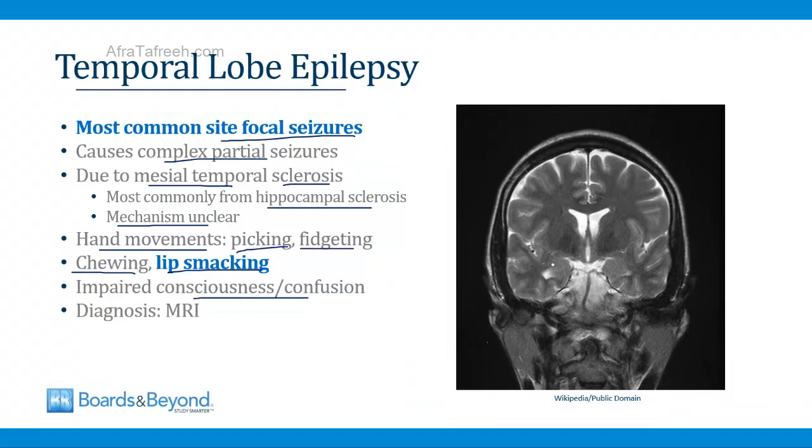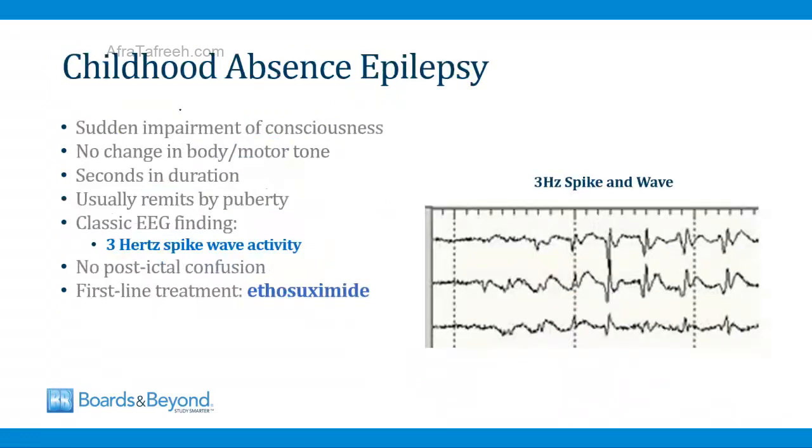If you look at this image on the screen, you can see this white area here. That is in the middle portion of the temporal lobe, and that's the type of finding you usually see in temporal lobe epilepsy. Our next seizure disorder is called childhood absence epilepsy.